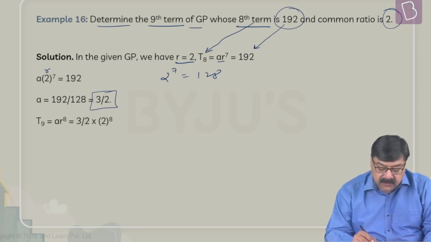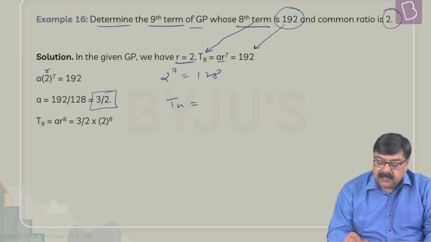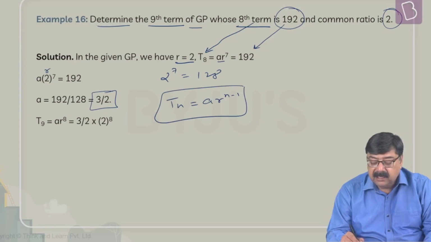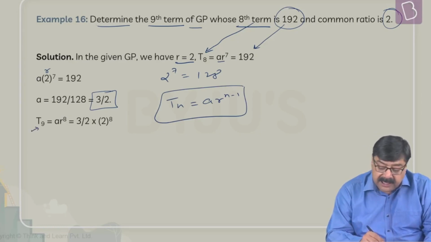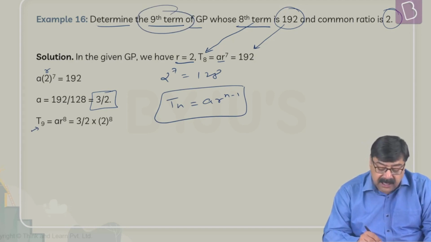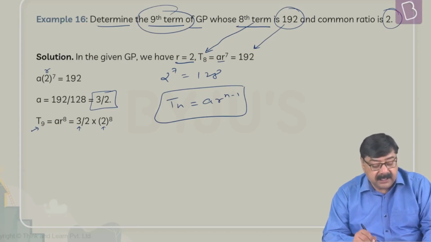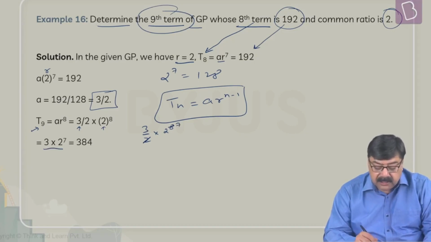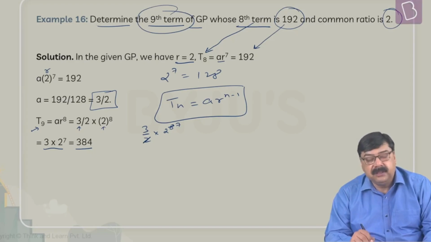Now as we know the first term, we shall use the formula for finding out the general term, that is Tn equals AR raised to n minus 1. So let's find out T9 because we have to find out the ninth term. So that is AR8. Now the value of first term is 3 by 2 and this is 2 which is raised to 8. So this is 3 by 2 into 2 raised to 8. This cancels and the power becomes 7 here. So 3 into 2 power 7, that is nothing but 384. So that is the ninth term of this series.